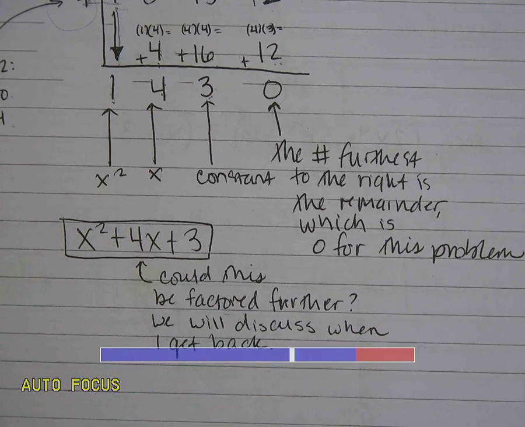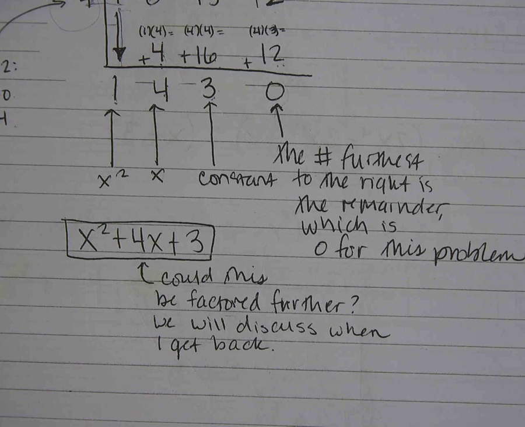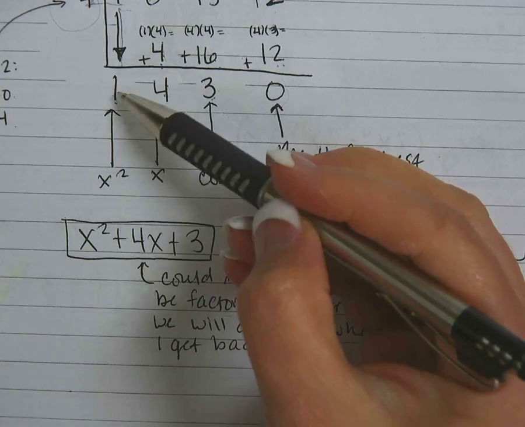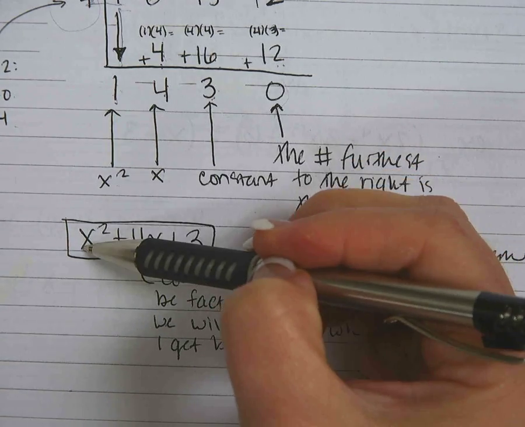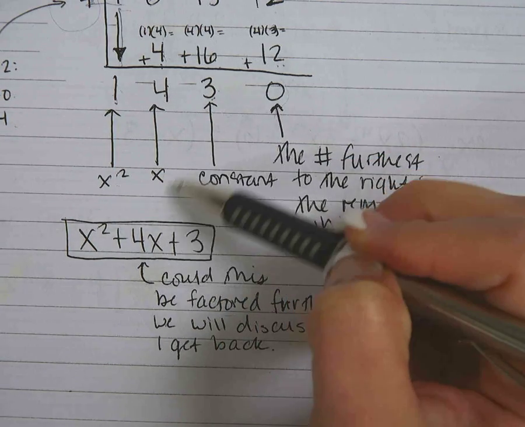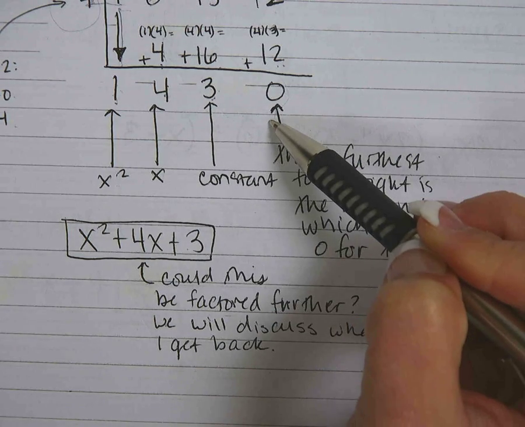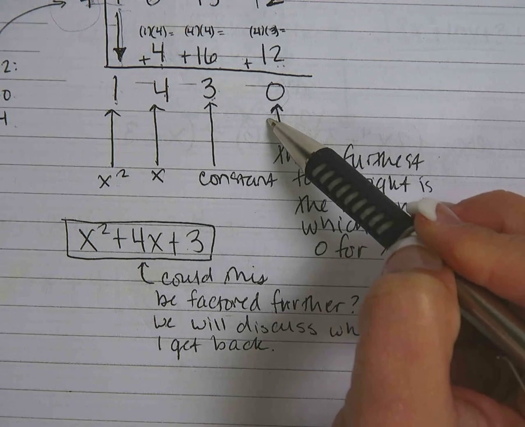The furthest number to the right is your remainder, which for this problem is 0. Your constant is your next number, and then your x and your x squared, and had you had more numbers, then it would have gone up to x cubed, x to the 4th, and so on. So, 1 corresponded to x squared, so I've got x squared right there. 4 corresponds to x, and I got 4x right here. 3 is my constant right here, and then 0 means I have no remainder.